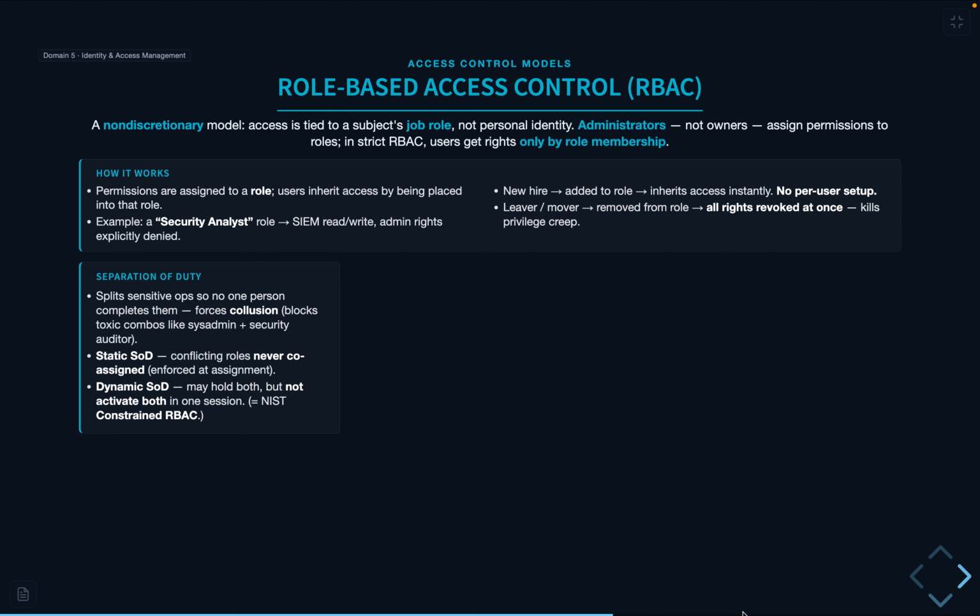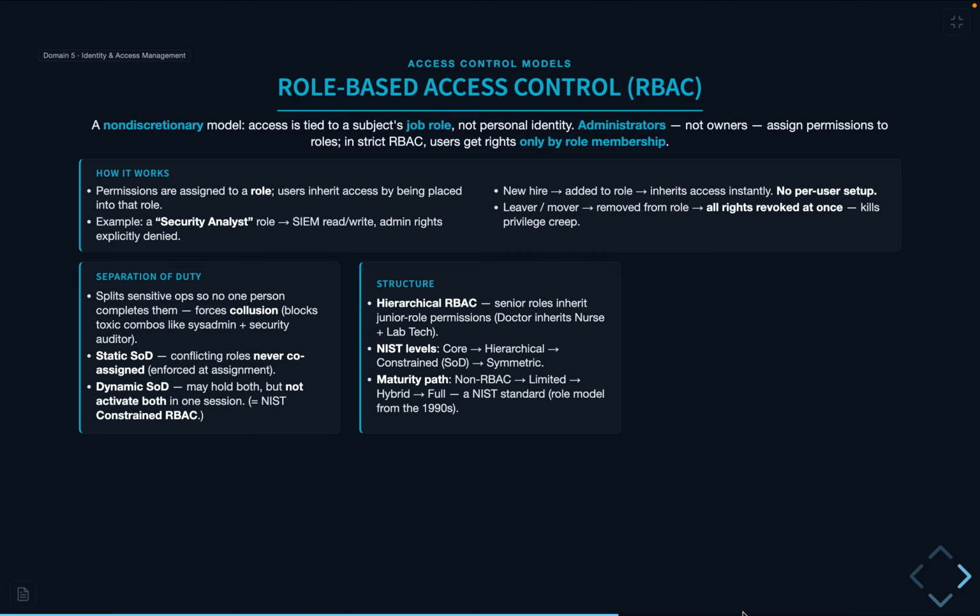So there are two implementations of separation of duty. One is static separation of duties, in which a person cannot get conflicting roles which perform the sensitive operation. So it is enforced at the time of assignment and it is static. And another is dynamic separation of duties, where a person can get both the roles, but these roles are not activated in a single session. And it is aligned with the NIST implementation of constrained role-based access control.